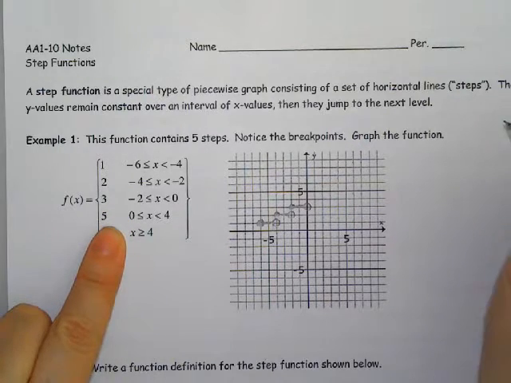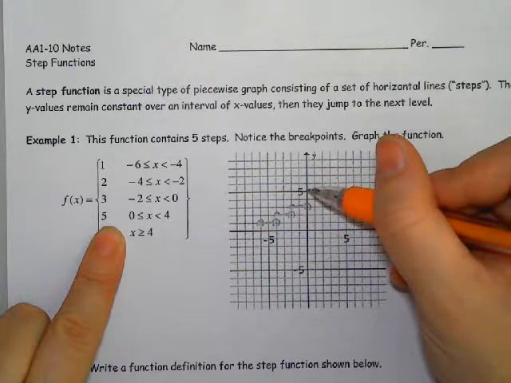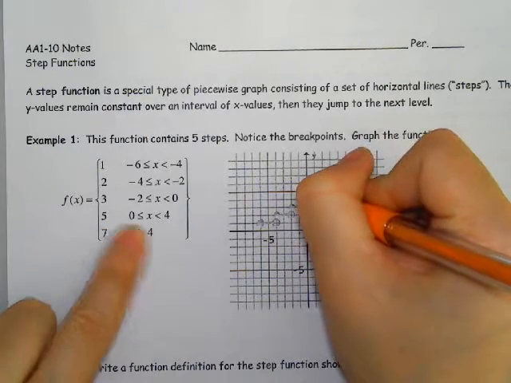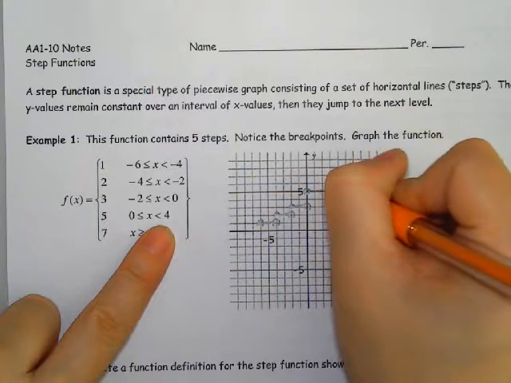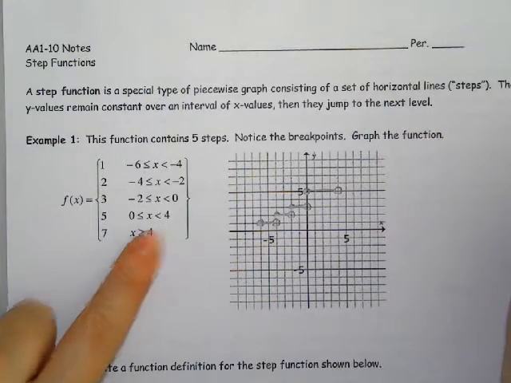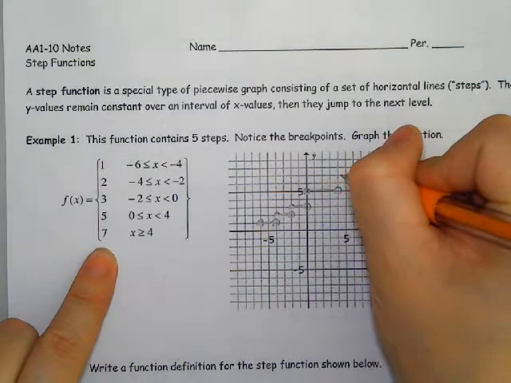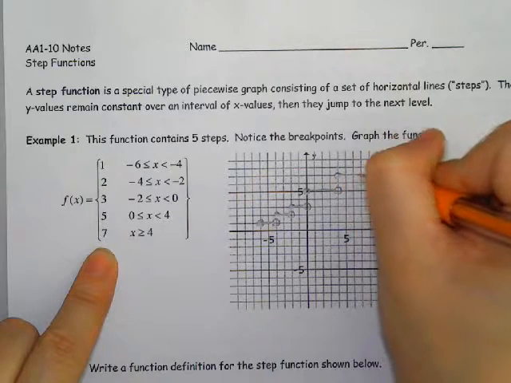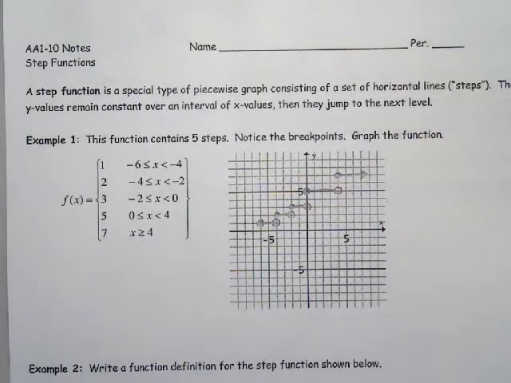And then make sure you don't get too much in the habit and you pay attention, because now we're jumping to 5, and that's a closed circle at 0 and an open circle at 4. And the last one is at y equals 7, and that goes from 4 out to infinity. So I put an arrow on that end.